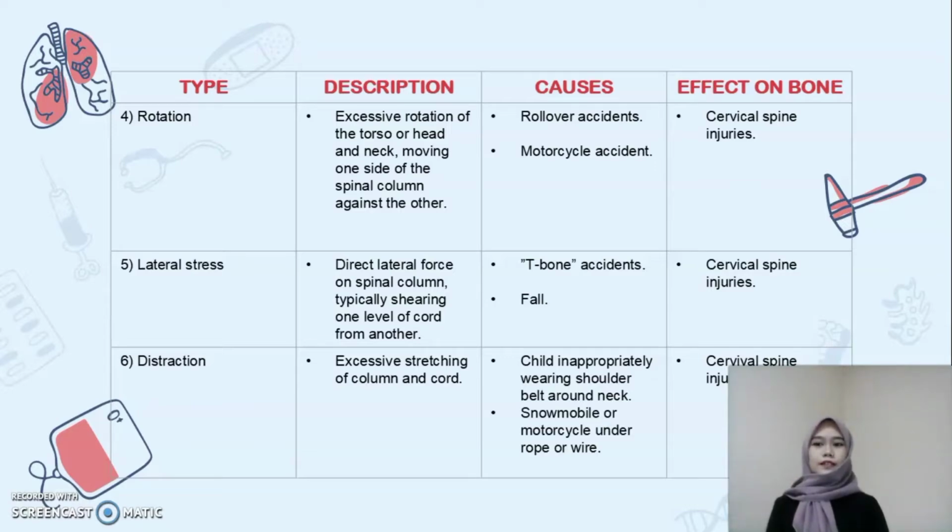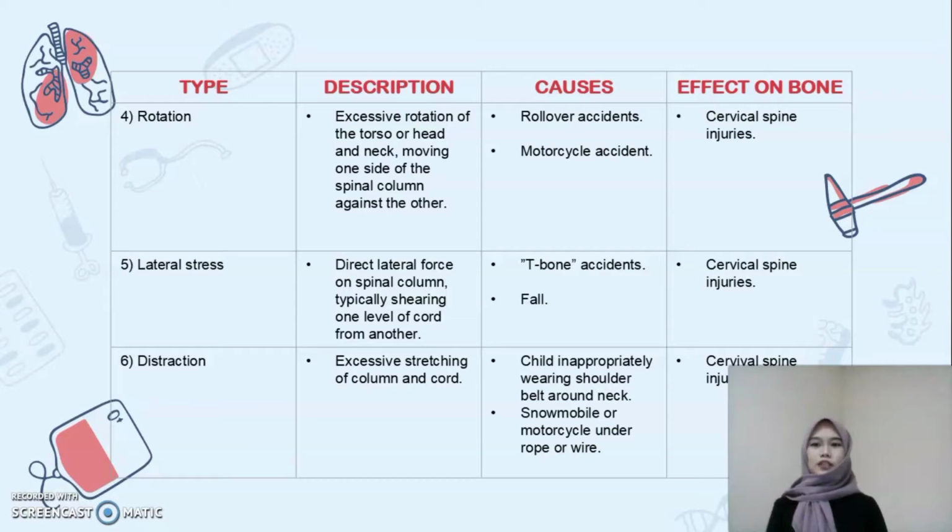The fifth is lateral stress. This lateral stress is direct lateral force on the spinal column, typically shearing one level of cord from another. The causes of this lateral stress are T-bone accidents and falls. The effect on the bone is cervical spine injuries.